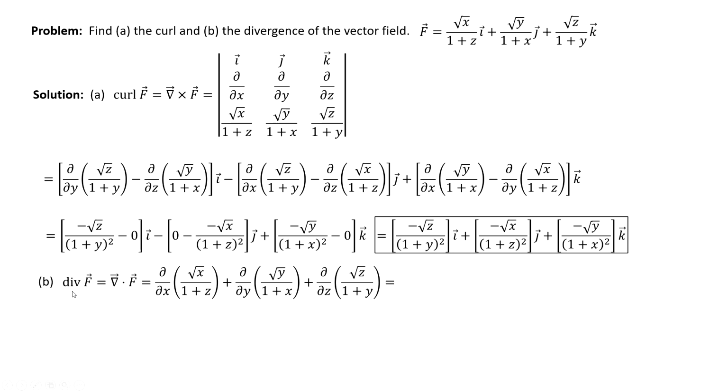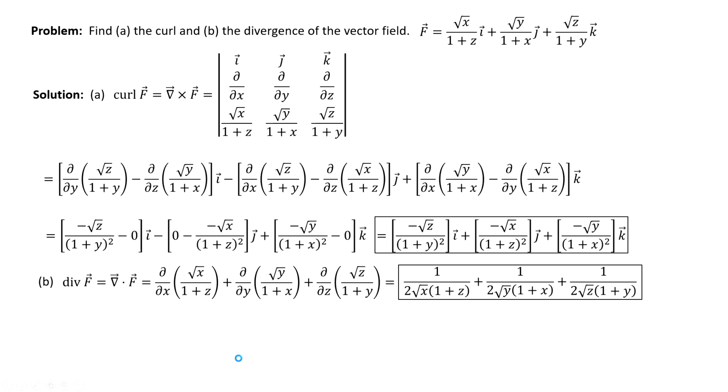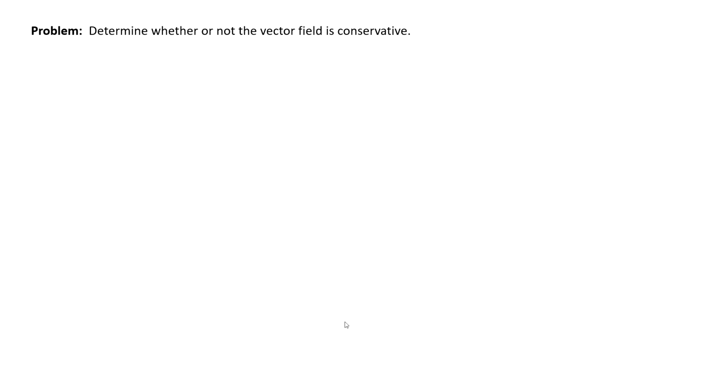Similarly, the divergence of f, del dot f. Del dot f should be straightforward, right? Partial with respect to x of the x component of f, plus the partial with respect to y of the next, and you know how to do this. 1 plus z is a constant, so the derivative of square root of x is 1 over 2 square root of x, so this becomes this, and plus so on. Done, right? Yep, that's it.